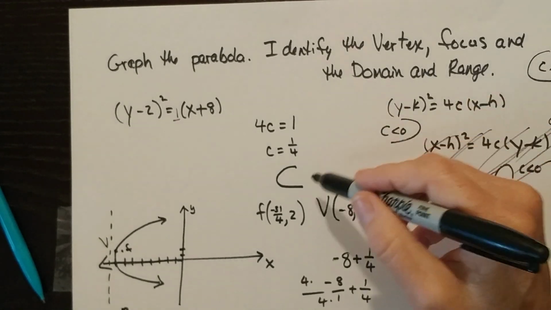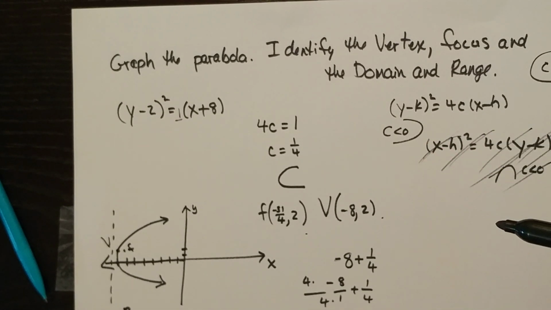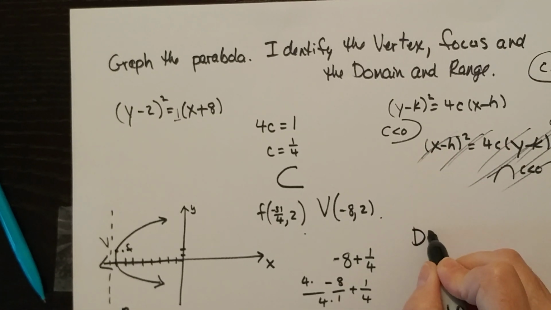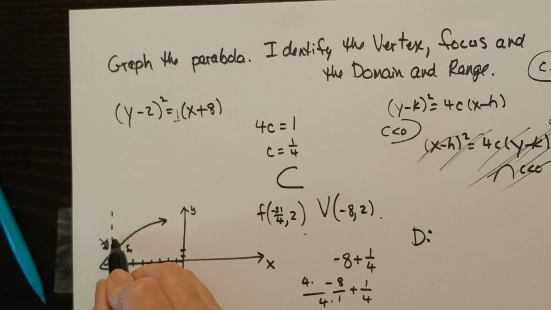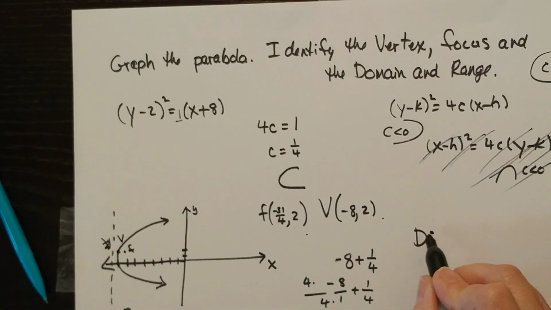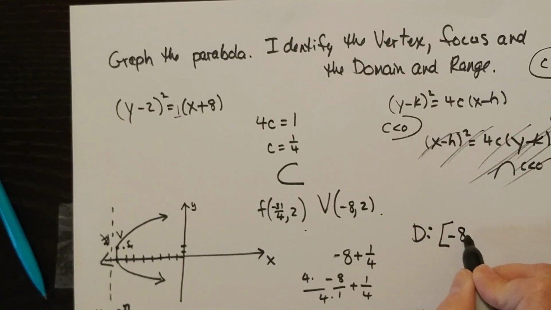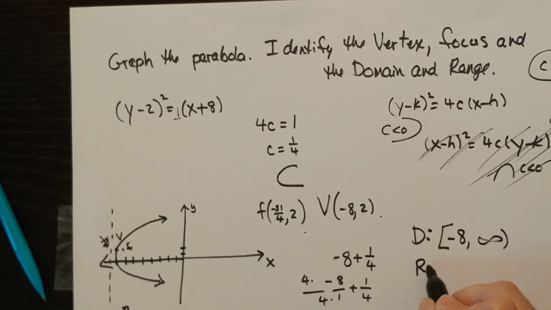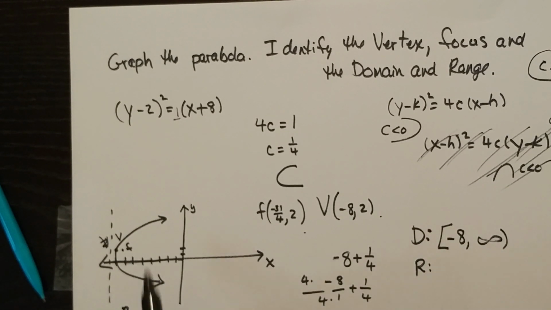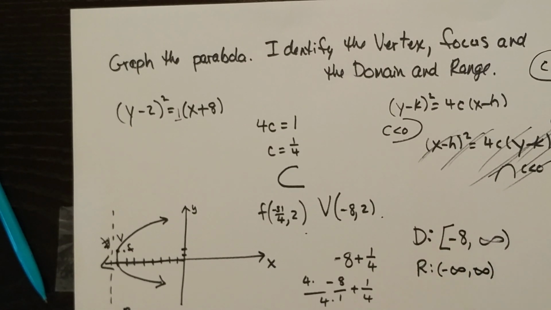So it says find the vertex. Okay, check. Find the focus. Check. Give the domain and range. Okay, the domain is always the x values. The farthest left that it goes is the vertex right here. This is the vertex right there. So it goes from x is -8, and -8 is included in the graph, as far to the right as it wants to go, to infinity. And the range is as low as it wants to go to as high as it wants to go: negative infinity to infinity.